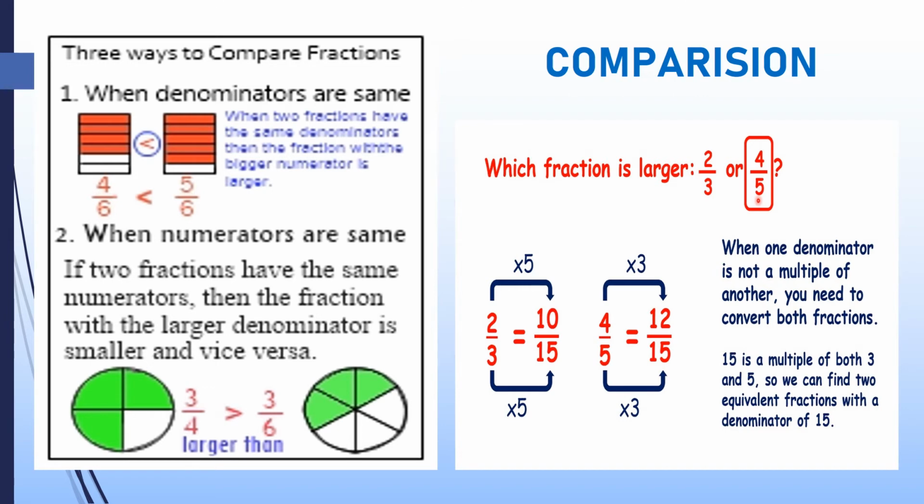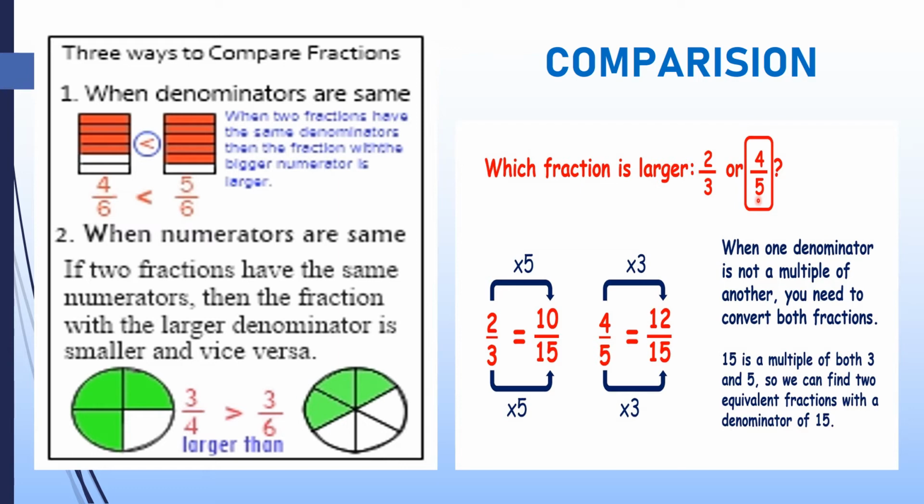Now how can you compare fractions, which is greater and which is smaller? There are 3 ways of comparing fractions. When the denominators are same, you just have to observe the numerators. The numerator which is greater gives the bigger fraction. So here you can see an example, 4 by 6 and 5 by 6. Obviously, 5 is a bigger number and the denominators are same. You can see 6 here. So 5 by 6 is greater than 4 by 6.